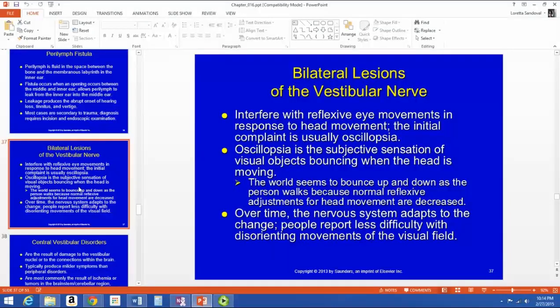With some of the vestibular symptoms over time, the nervous system can adapt to the change, and people report having less difficulty. So a lot of times that can happen with a lot of vestibular disorders.